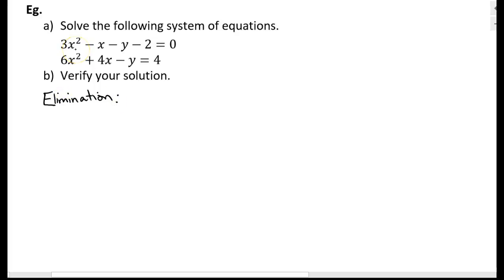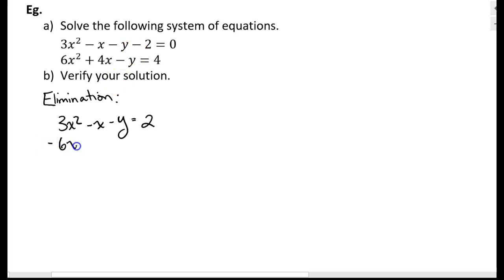Okay, so we've got 3x squared minus x minus y, and I'm just going to move that 2 onto the other side so that all my constants are on the same side of the equal sign. I'm also going to switch the signs of my second equation. Why would I do that? So that my y's have opposite signs, so when I go to add these equations, they will cancel out.